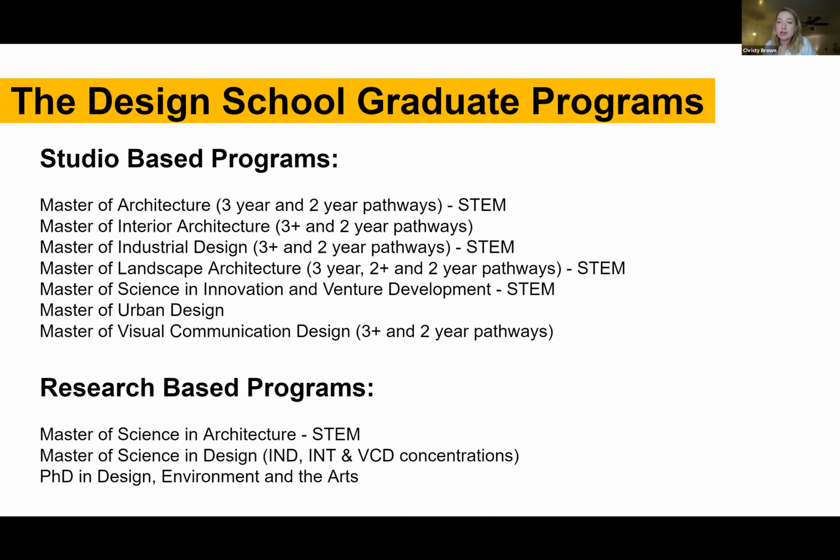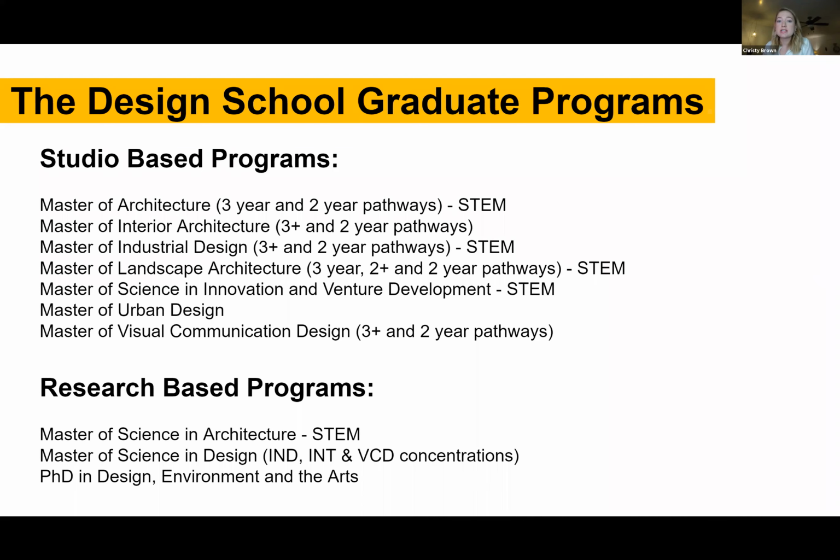So we have the Master of Architecture program, which is STEM designated, the Master of Interior Architecture program. We have the Master of Industrial Design, which is also STEM designated, the Master of Landscape Architecture, which is STEM designated, and they also have a 2+ pathway, which is for students who have a somewhat related degree to landscape architecture. So maybe they have a bachelor's degree in architecture and planning, they would go into the 2+ program.